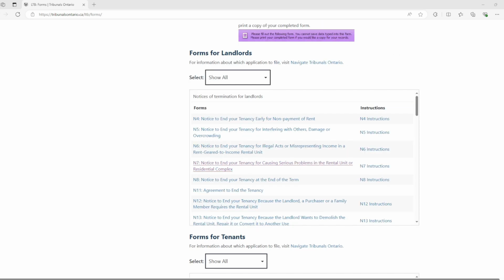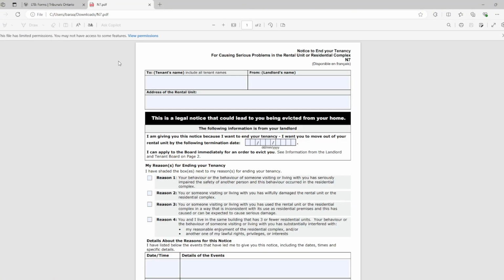What you're going to do is click on the N7 over here, and it will download, and then you're going to open that form up. Now, my advice is typically to print it out and fill it out by hand.